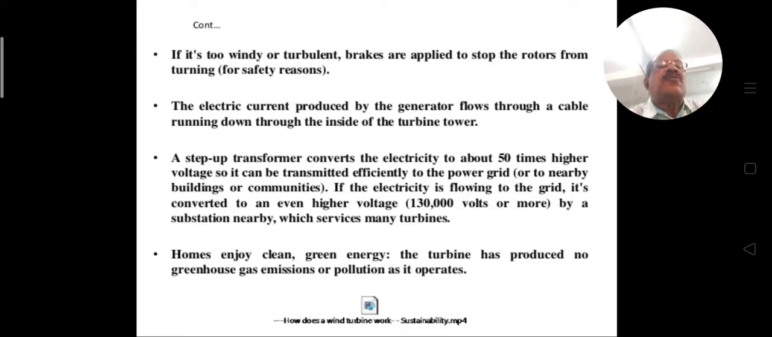If the electricity is flowing to the grid, it is converted to an even higher voltage, 130,000 volts or more, by a substation nearby, which services many turbines. Due to these many turbines, there is more electricity. This electricity is connected to an electric substation, which converts it to a higher voltage so it can be transmitted efficiently to the power grid.